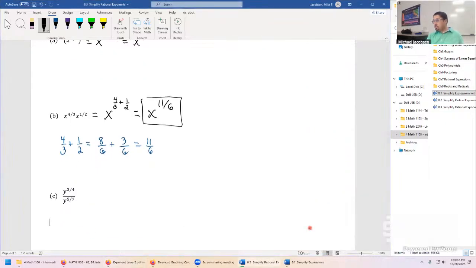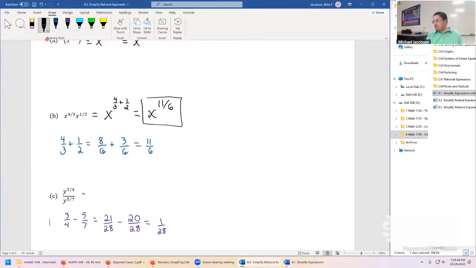If we took 3/4 minus 5/7, least common denominator on this one looks like it's going to be a 28. So multiply this fraction by 7/7 to get 21/28. Multiply this one by 4/4 to get negative 20/28. That comes out right. This is 21/28 minus 20/28 for a 1/28. Gives us a positive exponent.